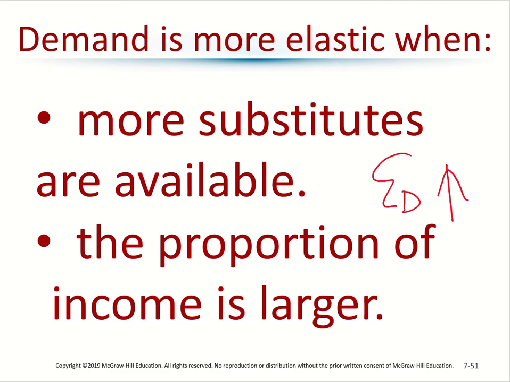Now, the second determinant for elasticity is the portion of income, so just how expensive it is. The more expensive this good is, the higher the elasticity for demand is, because consumers are very sensitive to price change. But if the good is very, very cheap, then who cares, right? So again, imagine the price for milk.